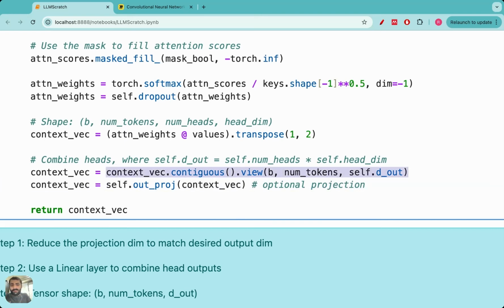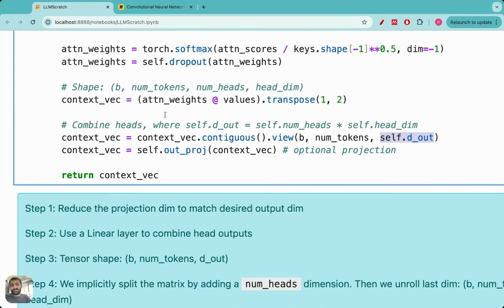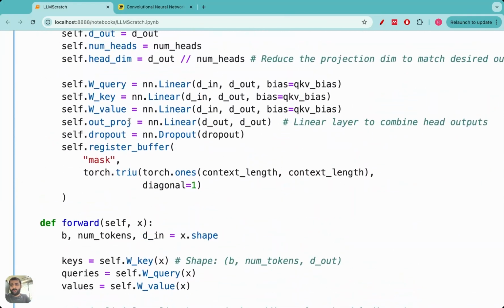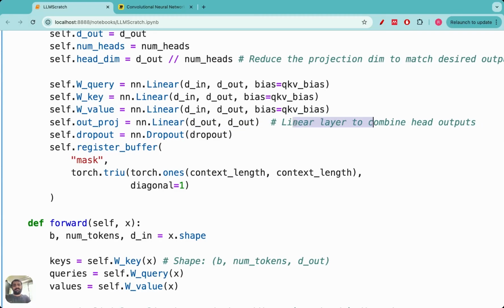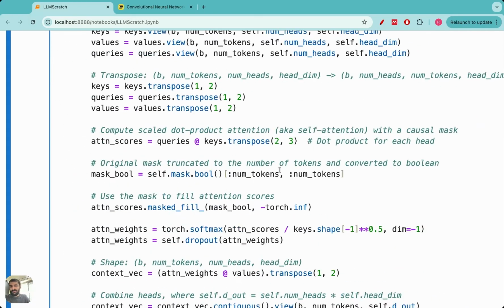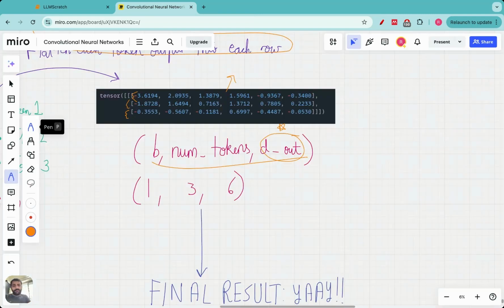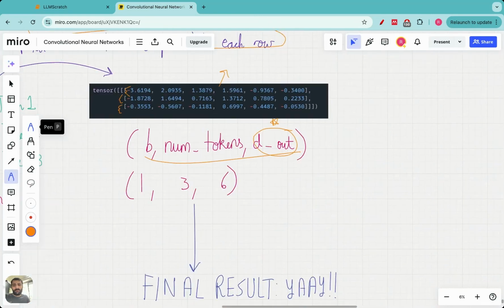Then we reshape them so that the final output is b, which is the batch size, number of tokens, which is equal to 3 in the example we saw, and d out, which is the output dimension, equal to 6. And then there is an optional projection layer towards the end. The output projection is again a linear layer whose parameters can be learnt. This is not really necessary, but sometimes it is implemented in practice. Now, this is exactly the entire procedure for how multi-head attention is implemented from scratch.